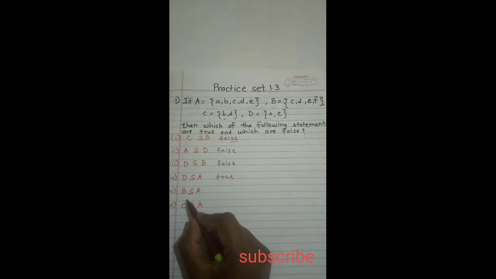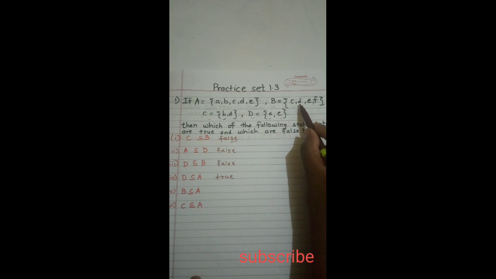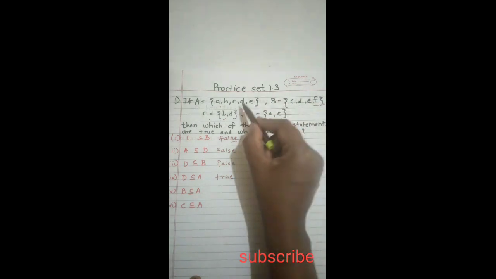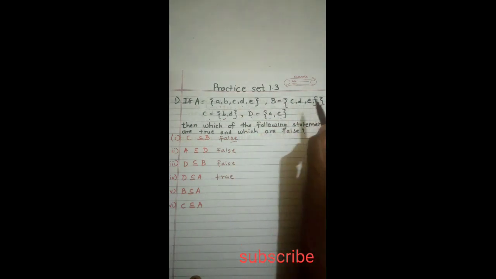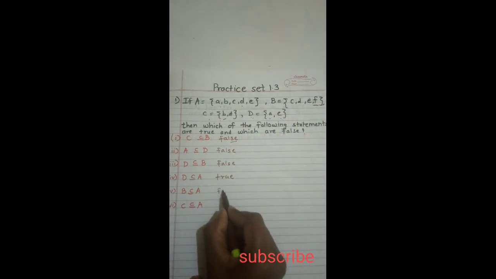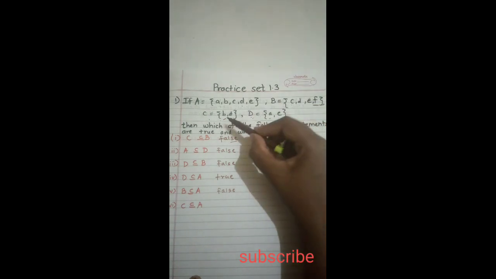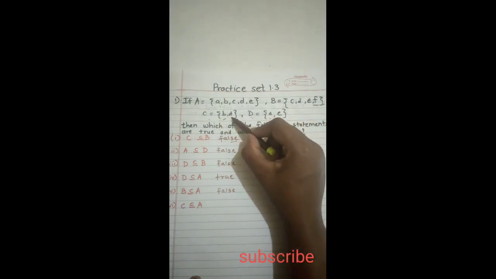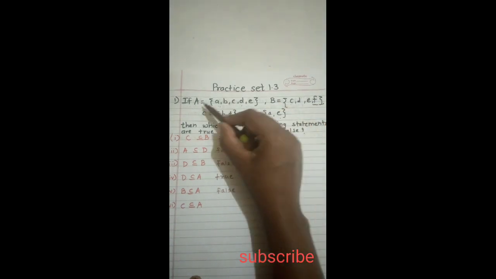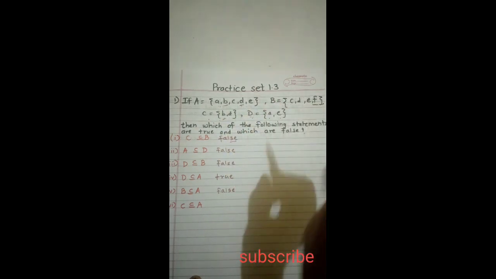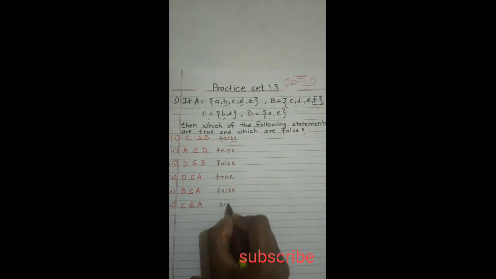This is a true statement. B is a subset of A? No. There is one element F which does not belong to set A. So this is also a false statement. C is a subset of A. C has B and D. Both elements belong to set A, B and D. So this is a true statement.